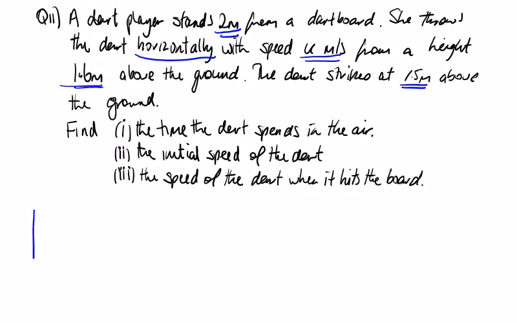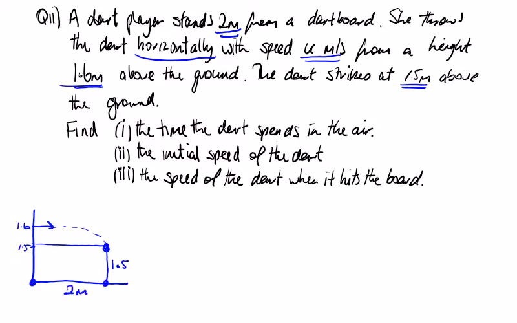Let's do a little diagram. So she's thrown the dart horizontally and it's coming down to here. So it's starting at 1.6, coming down to 1.5, across here, and here's the board, 1.5 above the ground. So it hits the board at this point, and it's 2 meters away.